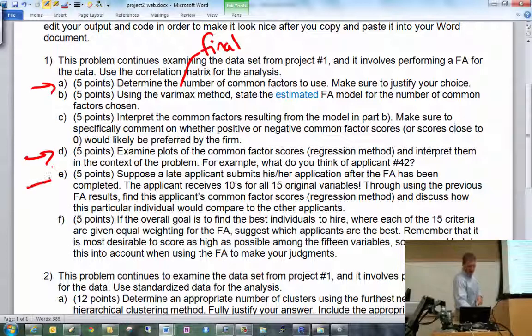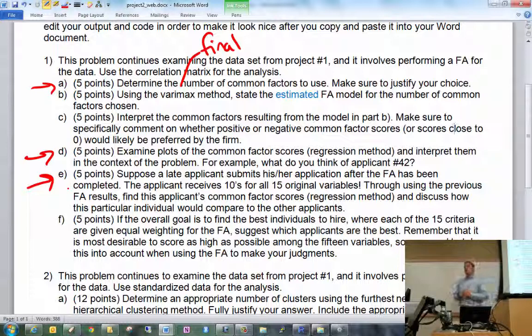Okay, and part E should sound familiar. Suppose a late applicant submits his or her application after the factor analysis has been completed. The applicant receives 10s for all 15 original variables. So this is like the perfect applicant. Now, using the previous model, find what the applicant's common factor scores are. Now, this is something that we haven't talked about directly how to do.